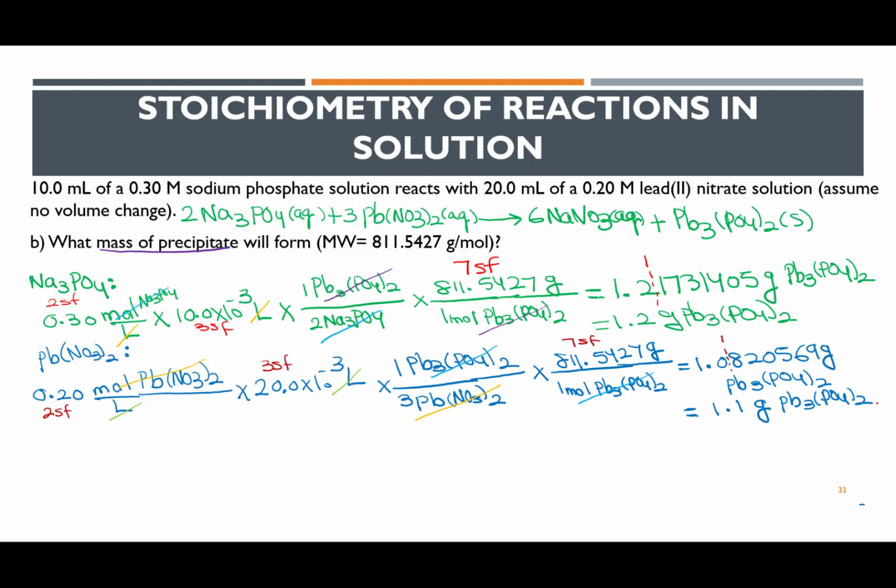Now what we're going to look at here is to find the limiting reactant. Then sodium phosphate produces 1.2 grams of lead 2 phosphate, and lead 2 nitrate, which is the second reactant, produces 1.1 grams of lead 2 phosphate. Then between these two masses, this one is the smaller of the two, okay, which makes lead 2 nitrate the limiting reactant, and it makes this value our theoretical yield or the mass of precipitant.